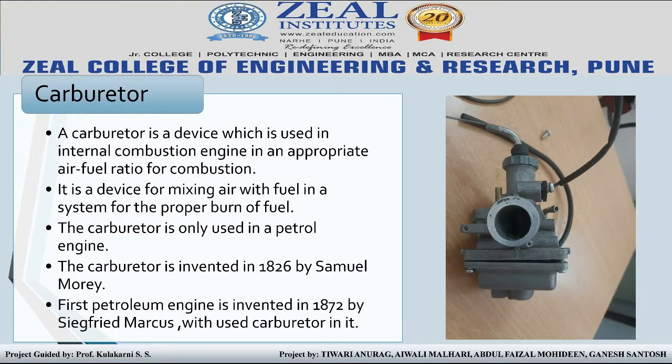A carburetor is a device used in an internal combustion engine for an appropriate air-fuel ratio for combustion. It is a device for mixing air and fuel for proper burning of fuel. It is only used in petrol engines. The first carburetor was invented by Samuel Morey in 1826. The first petrol engine was invented by Cypher Morris with the use of a carburetor in it.